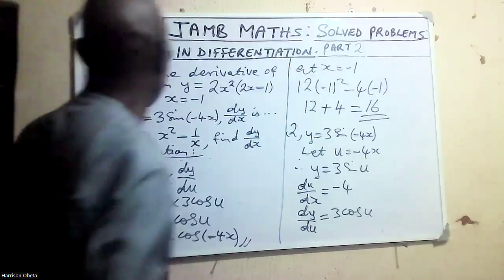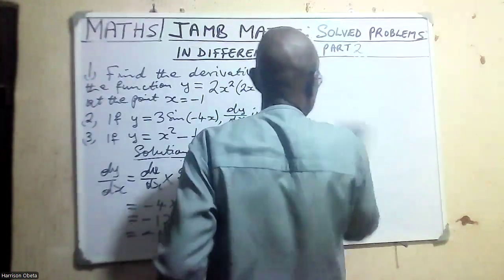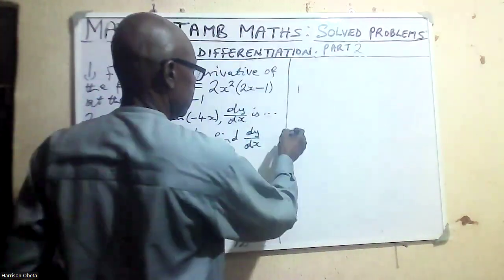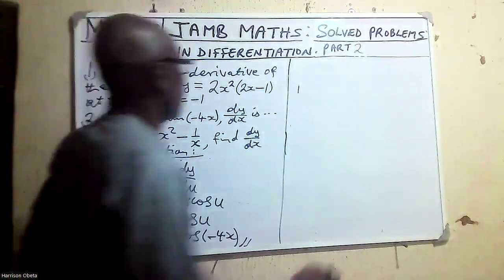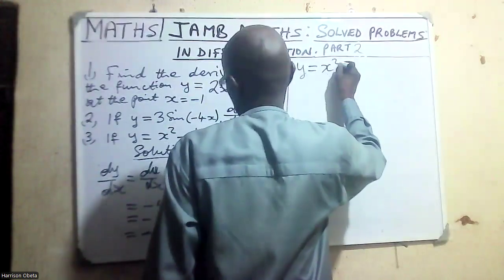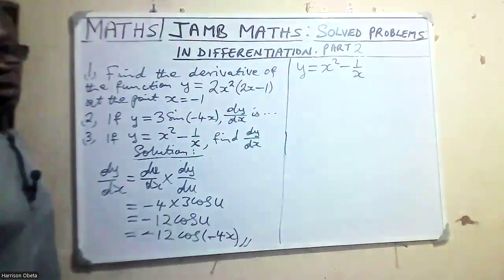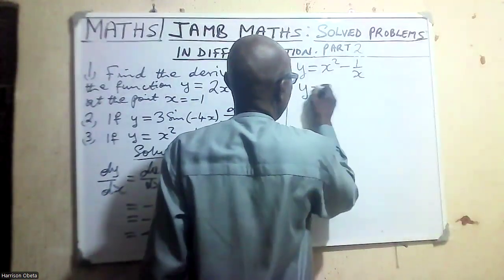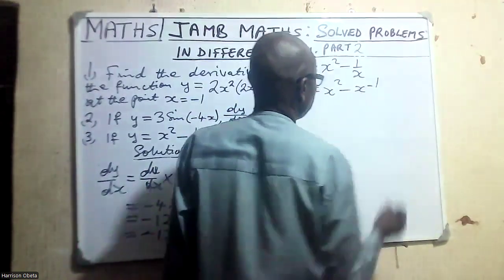We're now going over to number 3. Number 3, we have y equal to x squared minus 1 over x. So, we can write it to be y equal to x squared minus x raised by minus 1.